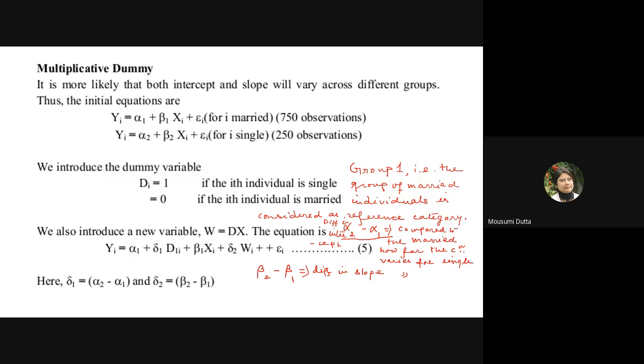I'm bringing in another dummy variable wi. wi introduces an interaction between the dummy variable and the explanatory variable. It is the product of the dummy variable and the explanatory variable, so it is creating an interaction between them. So it is an interactive dummy, also called a multiplicative dummy.